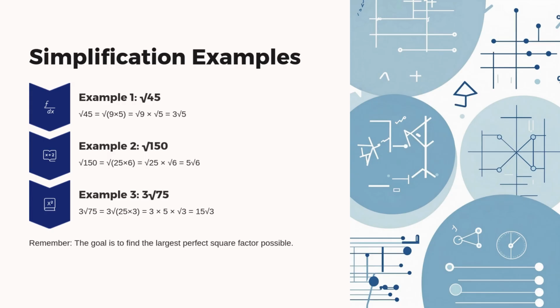Example 3. 3 times square root of 75 equals 3 times square root of (25 times 3) equals 3 times 5 times square root of 3 equals 15 times square root of 3. Remember, the goal is to find the largest perfect square factor possible.